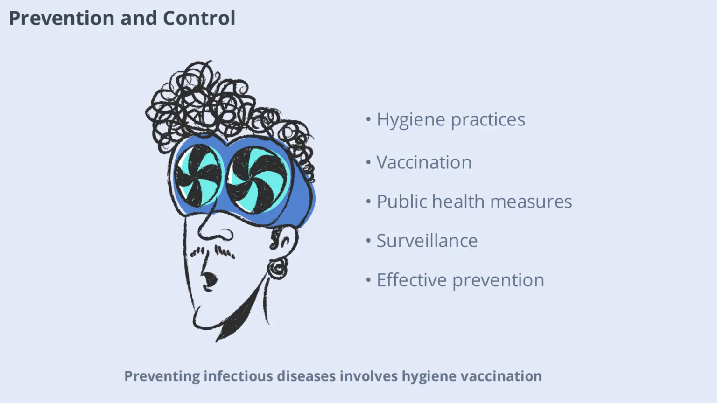Preventing infectious diseases involves hygiene, vaccination, and public health measures. Handwashing, safe food practices, and clean water reduce transmission. Vaccines protect against specific microbes. Public health campaigns and surveillance help detect and control outbreaks. Prevention is often more effective than treatment, highlighting the importance of microbiology in everyday life.